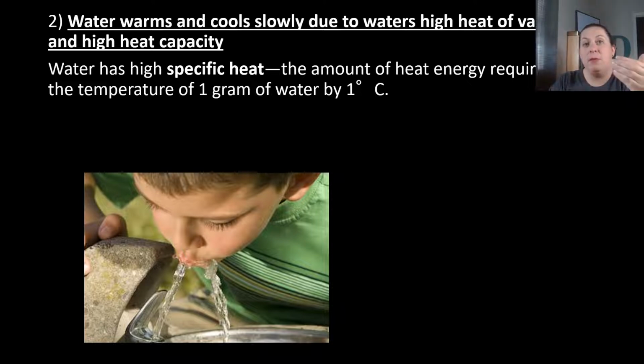Because if water heated up really fast, when it's really hot outside and you go outside, you're 70 to 90% water, your water would start boiling and you'd boil from the inside out. Or if it's a really cold day, if it cooled down really fast, you would go outside and the water in your body would freeze like ice. We don't want that. Okay? It cools slowly, it heats slowly.